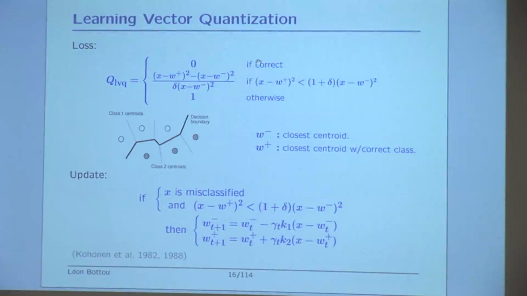So, learning vector quantization. This time you have centroids, but they have classes. So you have, let's say, white centroids and gray centroids. And the idea is that when you get a pattern, you look for the closest centroid, and you say the class of the pattern is the class of the centroid. So you can see this as a supervised K-means.